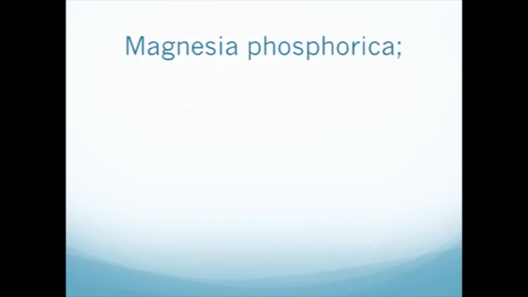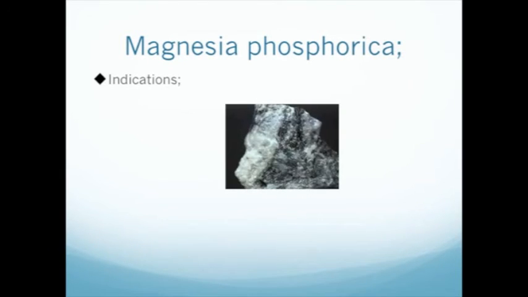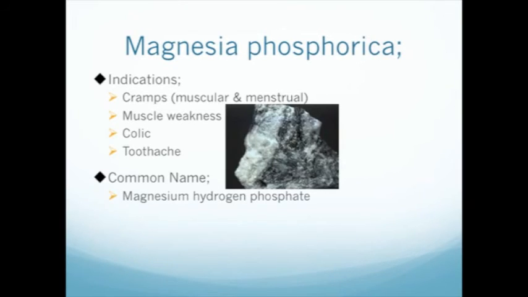Magnesia phosphorica is indicated for cramps, both muscular and menstrual, muscle weakness, colic, toothache. The common name is magnesium hydrogen phosphate.